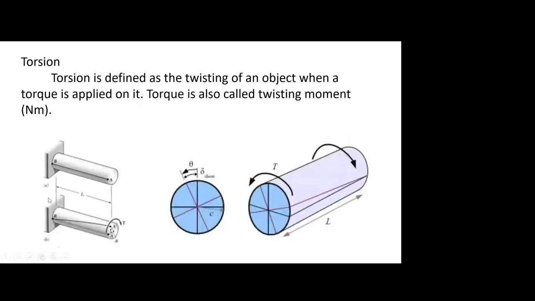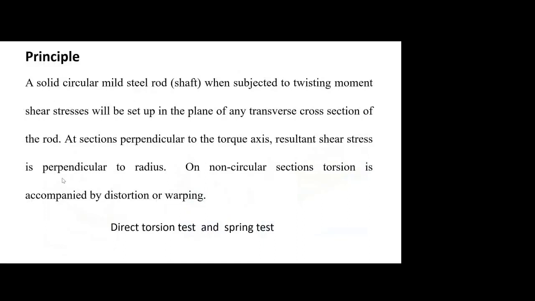That means when we are applying a torque at the end, if it is a solid circular cross section, we assume that it will undergo simply twisting or torsion. Whereas in the case of non-circular sections, it may undergo bending. That means it may bend up or bend down. That is called warping. So here we are considering the absence of warping and only twisting is the result.